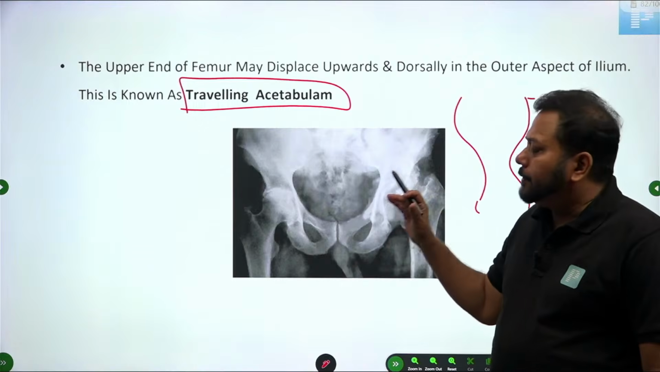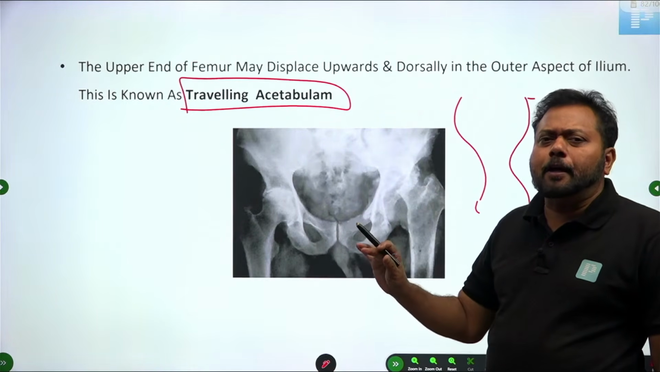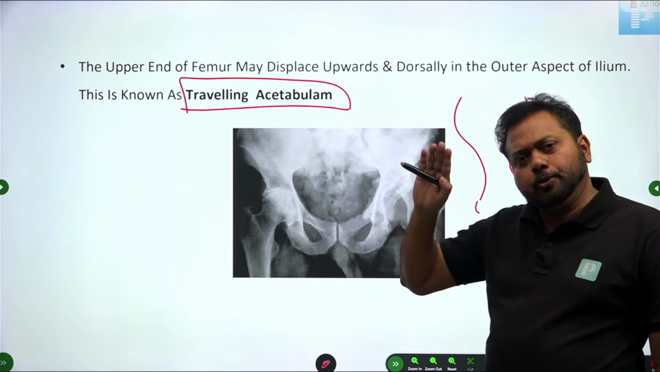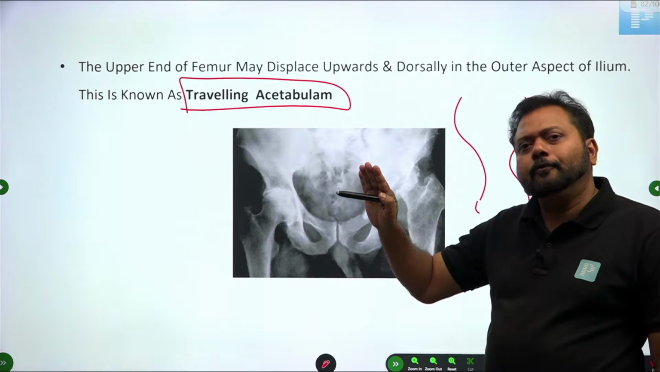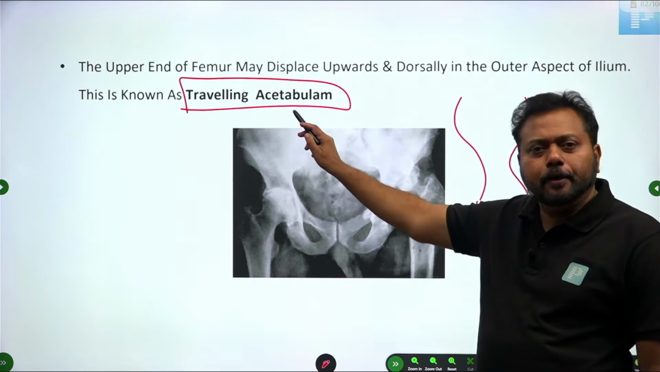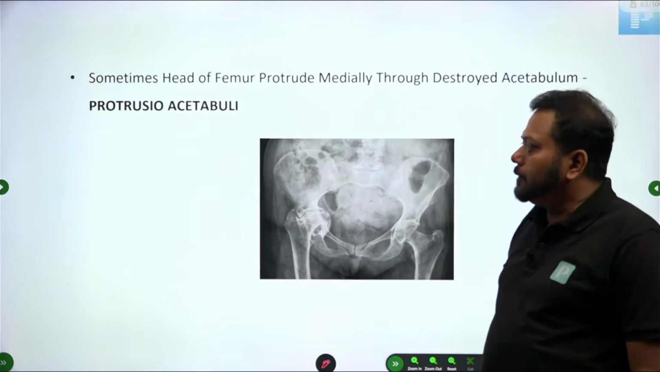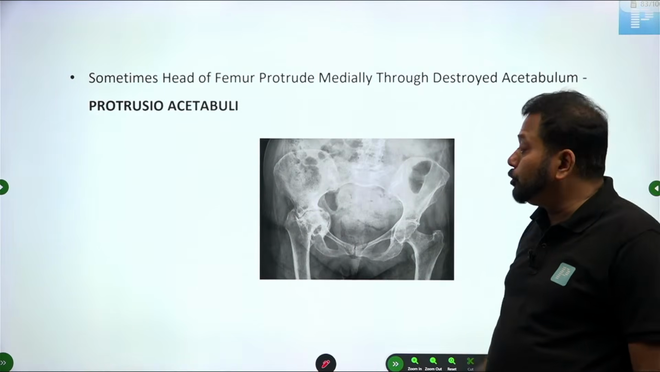Whenever they ask a question on traveling acetabulum, it is stage 4 of Ponde's classification of tuberculosis of the hip. The only place this word traveling acetabulum comes in is tuberculosis of the hip. Now coming to another important point in stage 4: protrusio acetabuli.